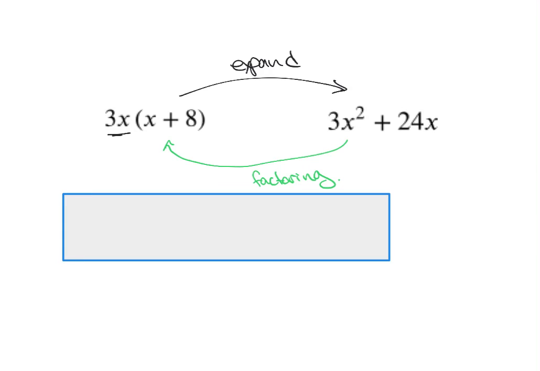So when we were expanding something, just to recap a little bit, we applied our distributive property. We multiplied everything in the brackets by this term that was in front of the brackets. So we took 3x, we multiplied it by the x. That's how we got the 3x squared. Then we took the 3x and we multiplied it by the 8. That's where the 24x comes from. So what we are trying to do is sort of undo that. We want to unexpand our brackets.